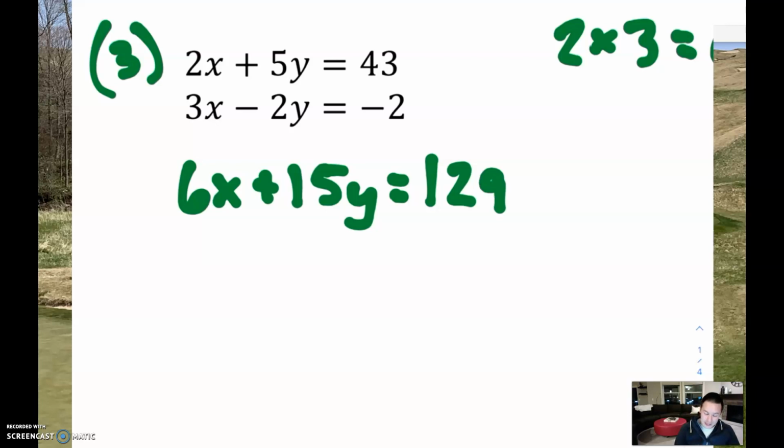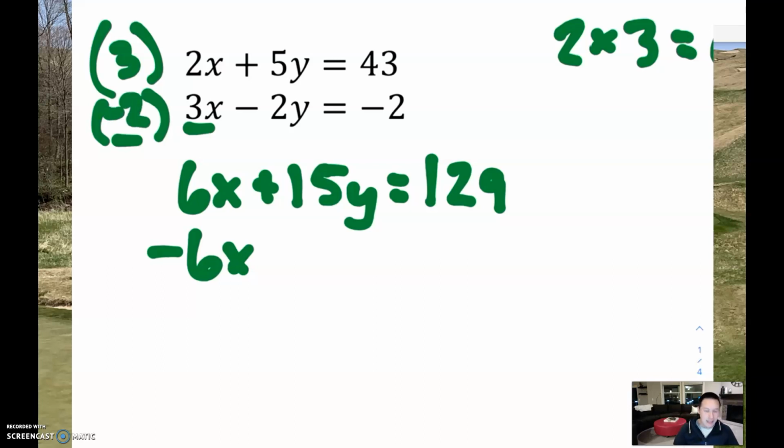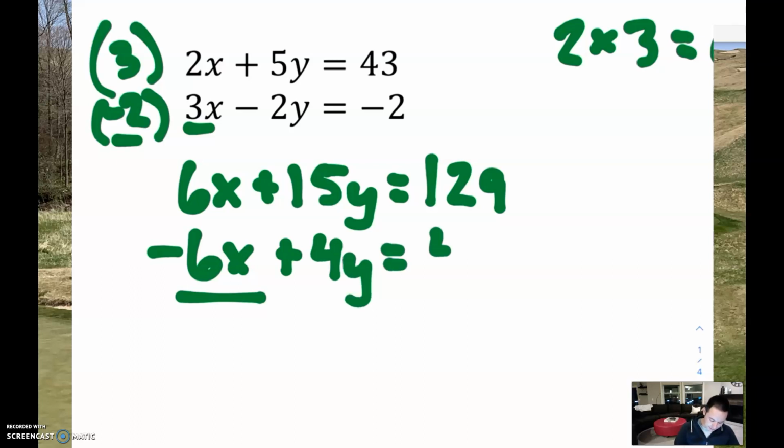Now if this is a 6x, in order to cancel it out, I need to see the opposite of it. I need to see a negative 6x. So what could you multiply that whole bottom row by to make it a negative 6x? What number times 3x would make it a negative 6x? That's right, it's a negative 2. So we're going to put a negative 2 in that parentheses, and we're going to multiply to the entire row. Negative 2 times 3x gives us this negative 6x. Negative 2 times negative 2y gives us a plus 4y. And negative 2 times negative 2 gives us a positive 4.